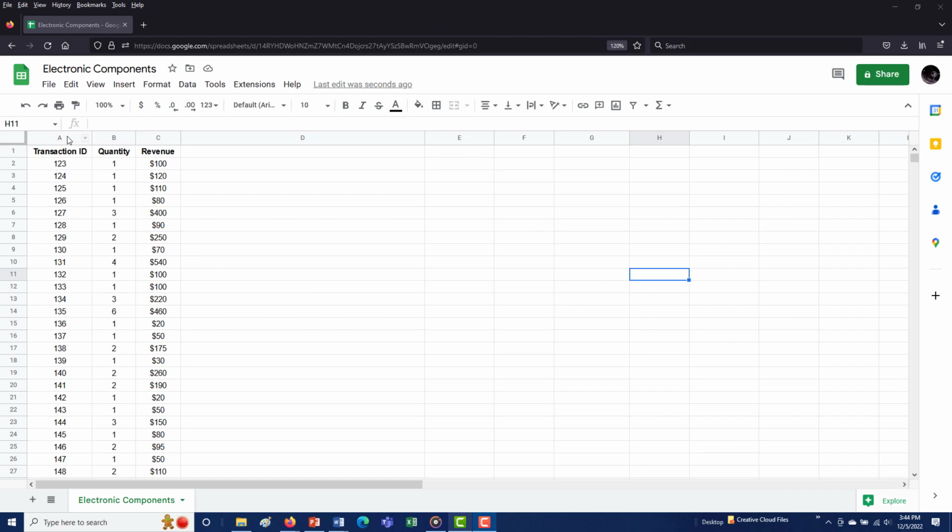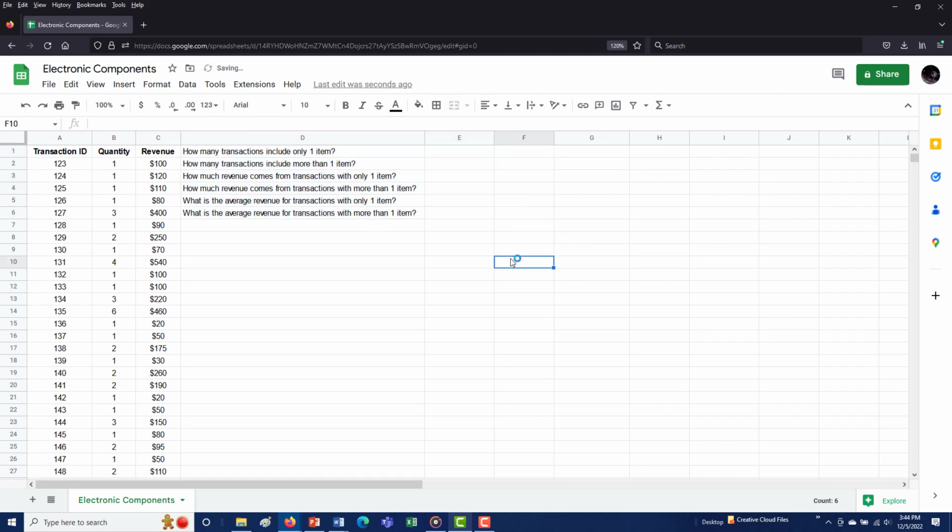Three columns. Column A is transaction ID. Column B is quantity. Column C is revenue. So I'll pull the questions off the slide and drop them directly in the spreadsheet. That's what I usually do, just for clarity and for convenience as well. And then I know what I'm following off of, without having to keep referring back to the slide.